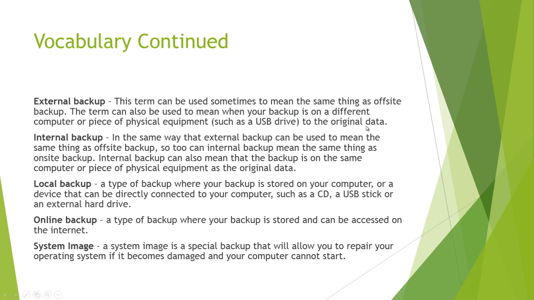Now finally, the last term we have here, you won't really see this used too much, but I just wanted to make you aware of it. A system image is a special type of backup that will allow you to repair your operating system if it becomes damaged. In the last lessons we talked about operating systems and what they are. Windows 7, Windows 8, they're your operating systems. If that somehow becomes damaged and your computer can't start up properly, if you've got a system image, you can use that system image to repair your Windows basically and restore it to how it was at some point in the past. Now I'm going to show you how to make a system image.